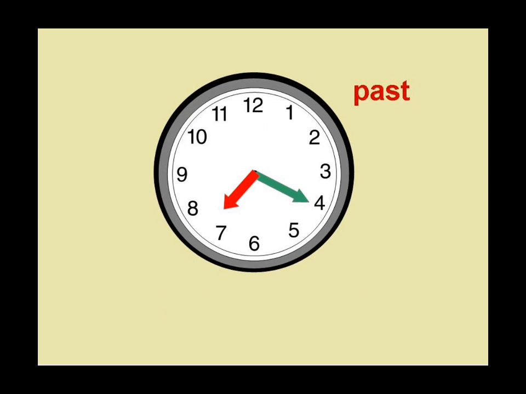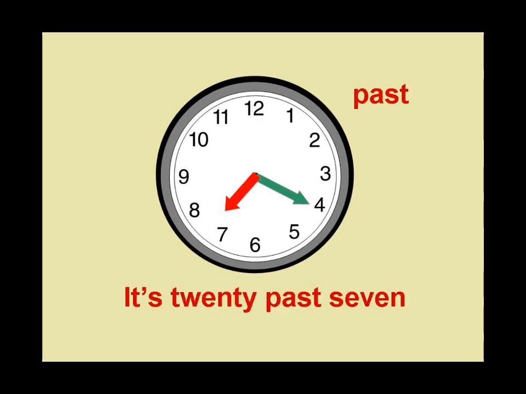Past. For after the hour until the half hour, we say past. For example, it's 20 past 7. So instead of saying it's 7:20, a lot of times people will say it's 20 past 7.